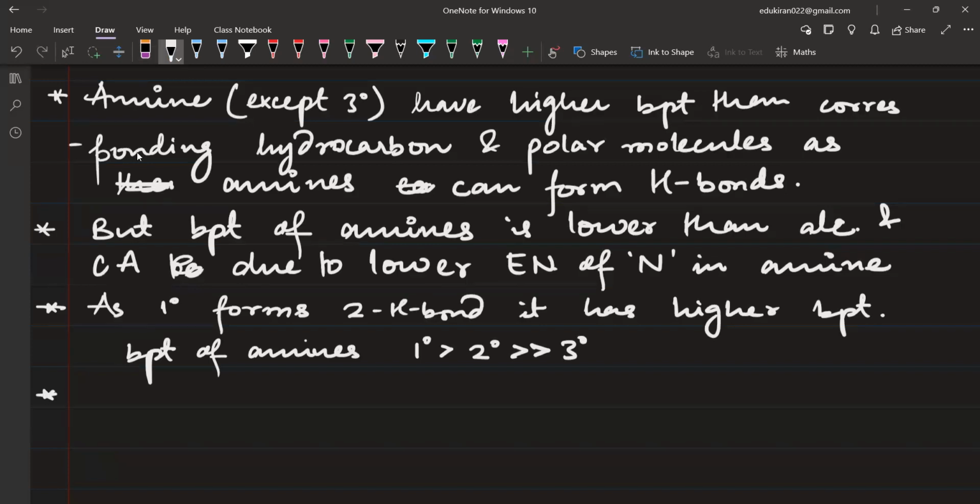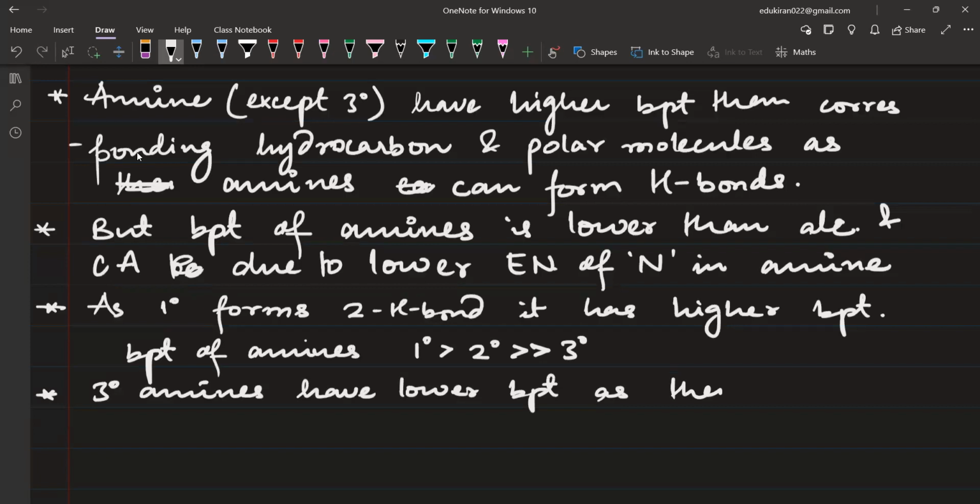You can write why it is lower. So you will write 3 degree amines have lower boiling point, as they cannot form hydrogen bond.